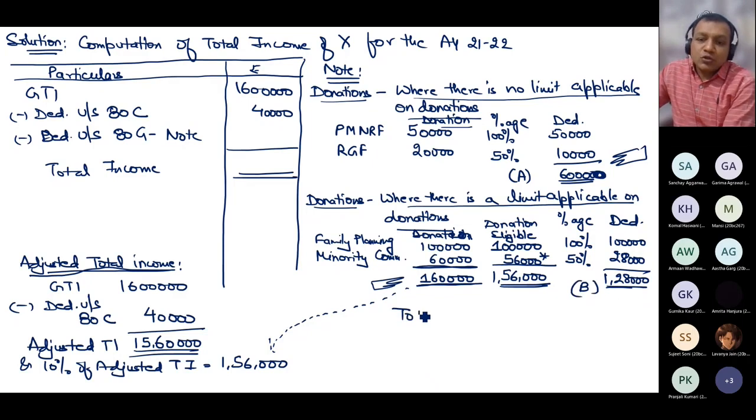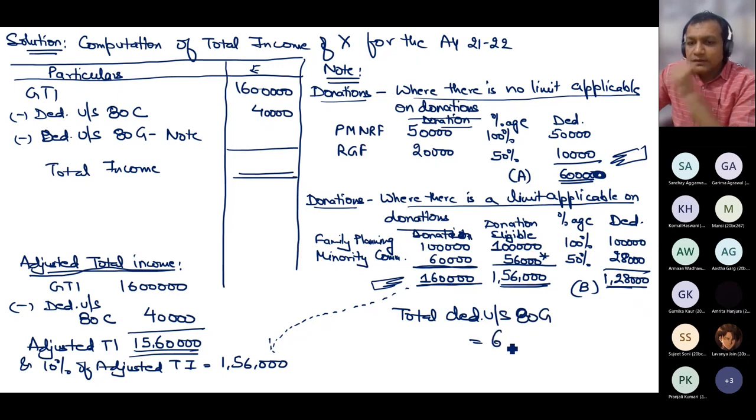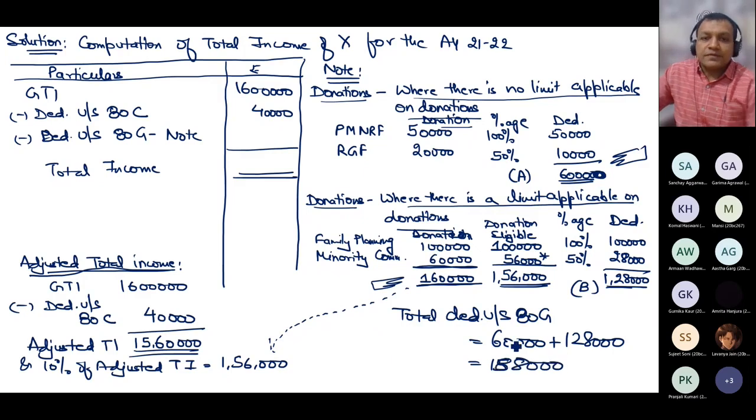And now I will say that total deduction under section 80G is equal to 60,000 plus 128, and it becomes 188. That's it. So the answer becomes, it is very easy, and now you will feel very confident that you have learned a technical thing. Whenever you learn any difficult thing, always it gives you motivation that yes, you are different.